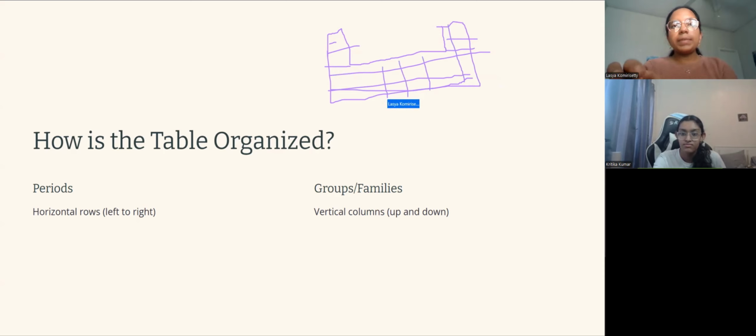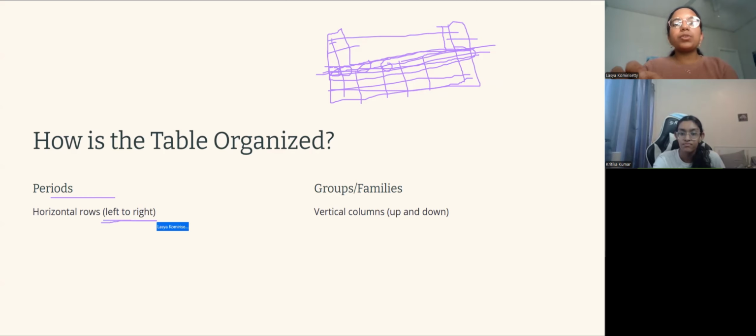So basically, everything from like, let's say this element, this element, this element, this element, and all of these here, these are all in the same period. So they go from left to right. But you always read the periodic table from left to right. So just remember that. That's why it's specified here to be left to right.